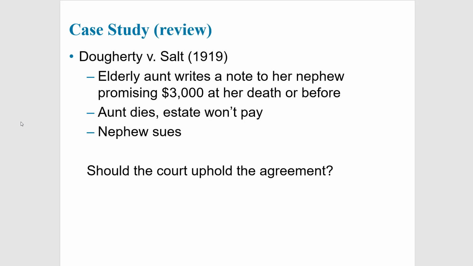So now let's review those cases that we looked at the very beginning of the chapter here. Doherty versus Saul. So an elderly aunt writes a note to her nephew promising $3,000 at her death or before. Aunt dies, the estate won't pay. Nephew sues. Should the court uphold the agreement? The answer is no. That was a promise for a gift, a gratuitous gift, because the nephew's not doing anything in return. So he would not be able to uphold that agreement in court.